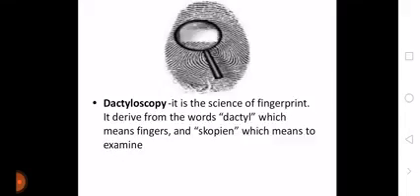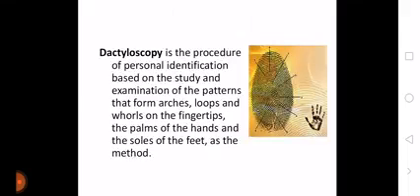So first, dactyloscopy. It is the science of fingerprint. It is derived from the words dactyl, which means finger, and scopien, which means examine. Dactyloscopy is the procedure of personal identification based on the study and examination of the patterns that form arcs, loops, whorls on the fingertips, the palms of the hands and soles of the feet as the method.